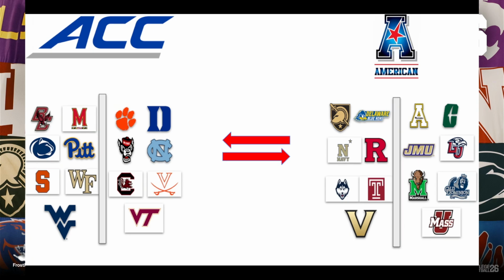Now, when it comes to the ACC, the ACC is going to be a Power 5 conference. American is going to be that lower 5 conference. And this is going to matter. I'm going to let you know later on in the video. But as you can see, ACC: Boston College, Maryland, Penn State, Pitt, Syracuse, Wake Forest, West Virginia. Then, of course, on the other side, which will be a division within itself: Clemson, Duke, North Carolina State, North Carolina, South Carolina, Virginia, and VTech. And then we've got the American Conference with those teams put together on this side.